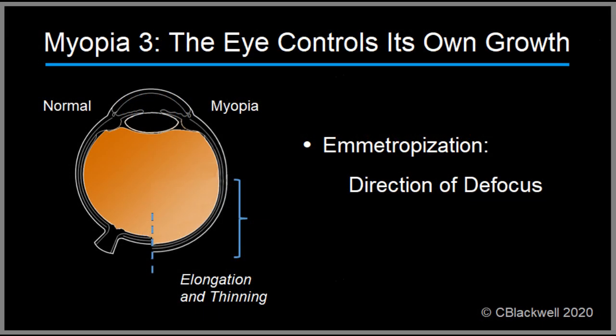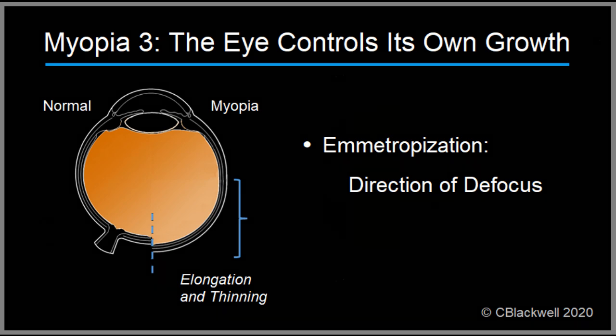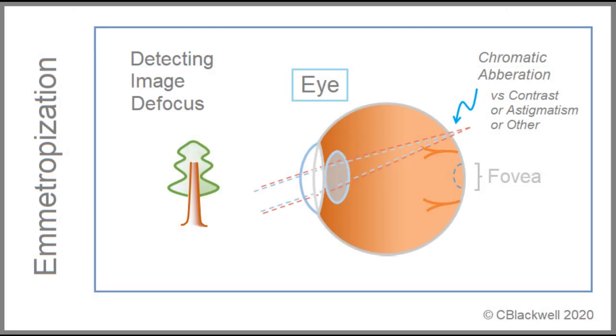Here is another big question. How does the retina know which direction the defocus is in? It responds to hyperopic versus myopic defocus and adjusts the direction of growth accordingly. There are a number of theories. I will describe one.